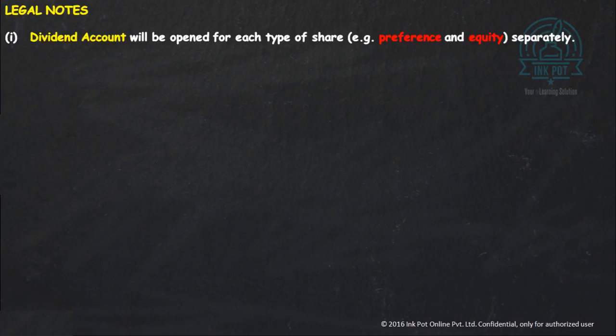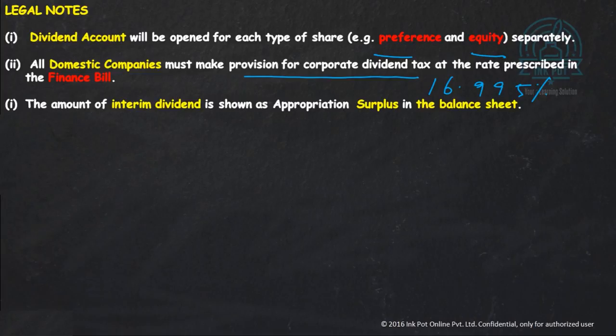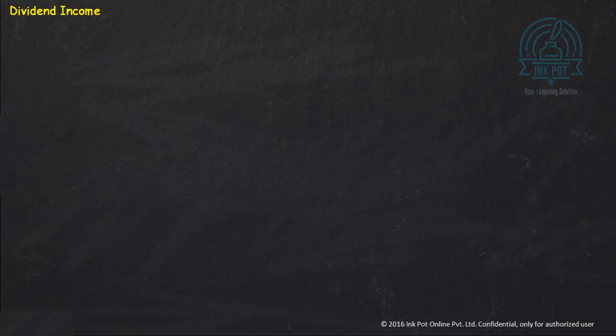First, a dividend account will be opened for each type of shares, either preference shares or equity shares, separately. Domestic companies make a provision for dividend tax at the prescribed rate. As per the Finance Bill, the prescribed rate is 16.995%. Interim dividend is shown as appropriation of surplus in the balance sheet. In the same manner, final dividend is also to be shown in the balance sheet.